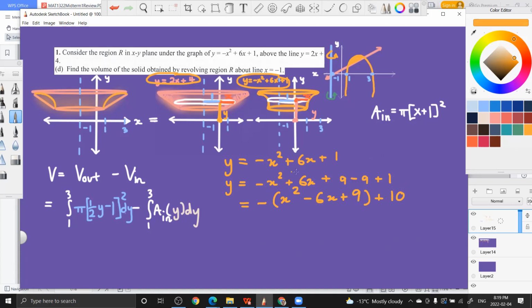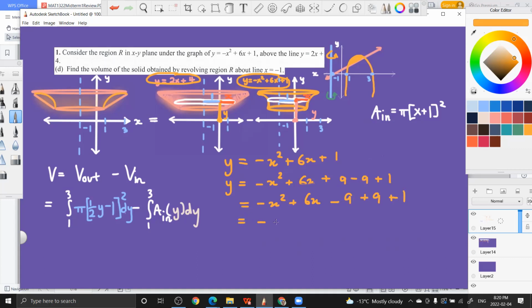Does this make sense? This from here to here. Make sure that this step makes sense to you before I move on. I think it's better if I write it this way. It's less confusing if I write it as negative x squared plus 6x minus 9 plus 9. So I'm just reversing the order.